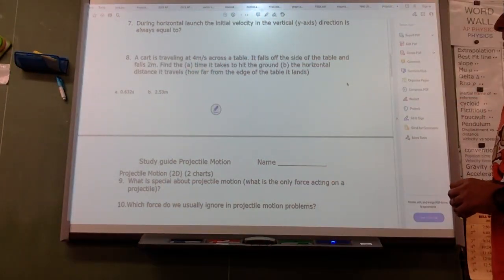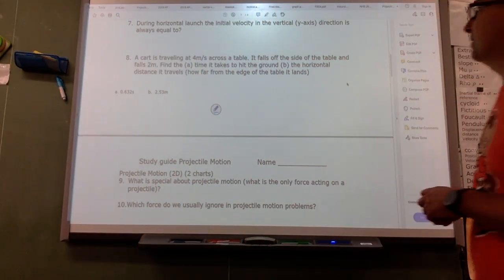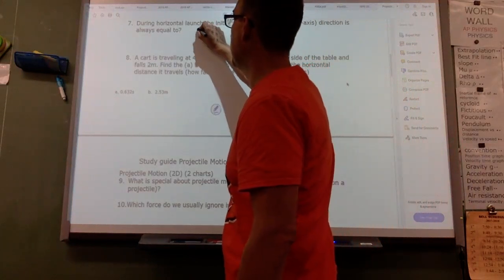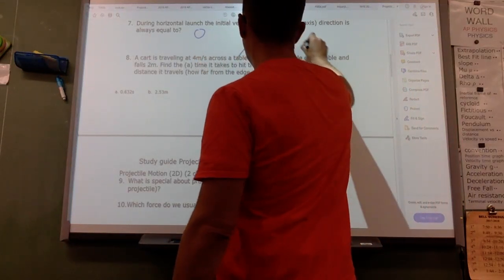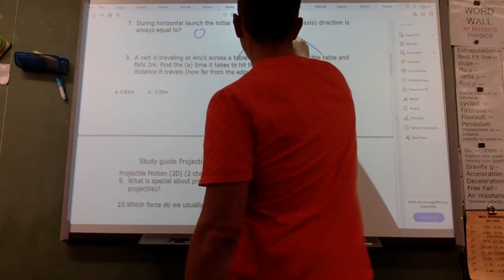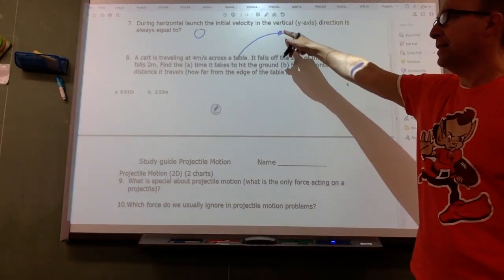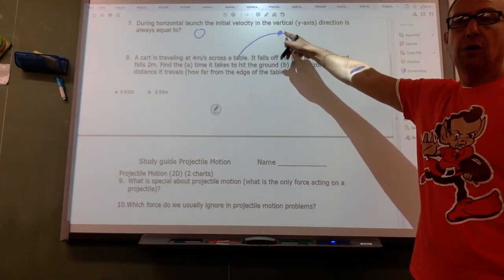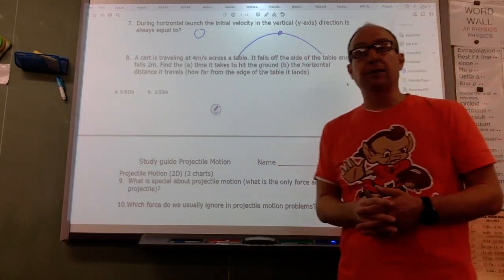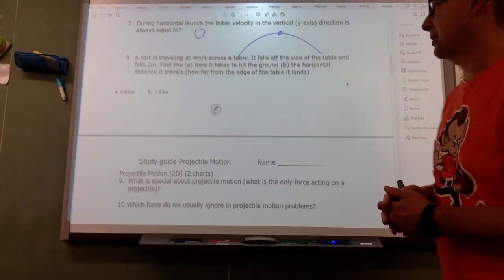All right, so during horizontal launch, the initial velocity in the y direction is always equal to 0. So if this is our parabolic flight, we're only looking at the second half of it. And at this point up here, there is no velocity in the y direction. The velocity would all be in the x direction.